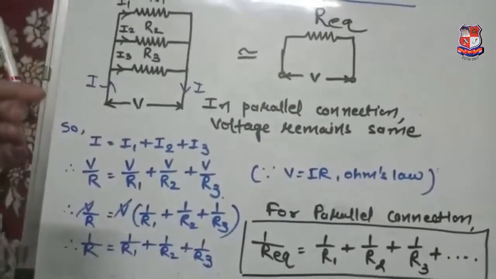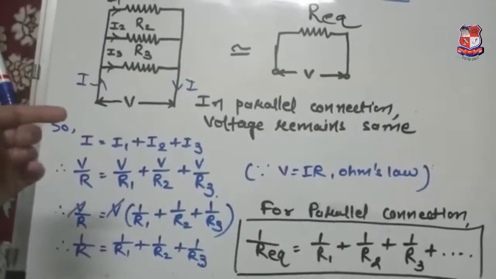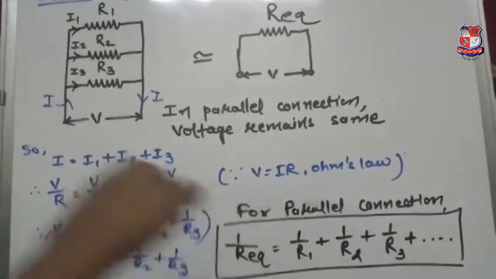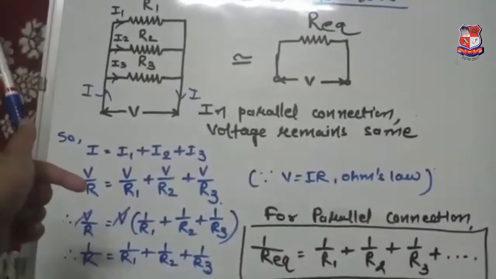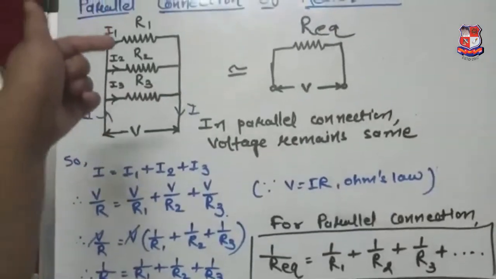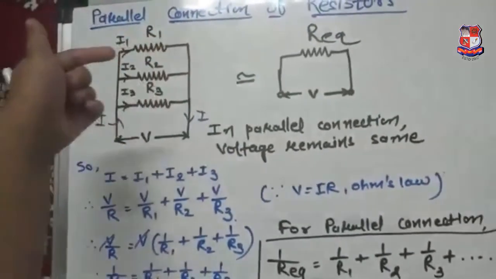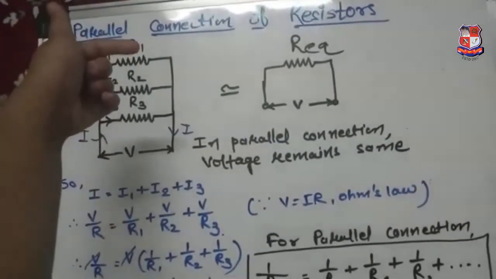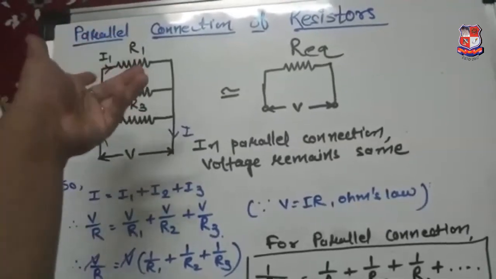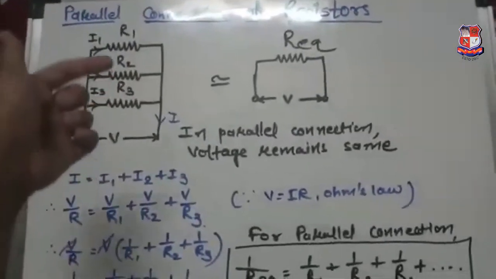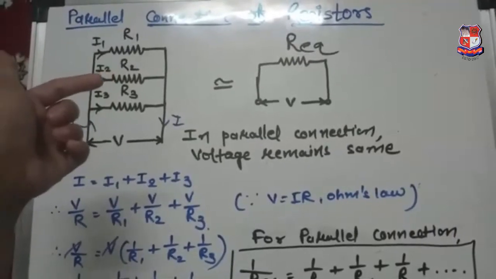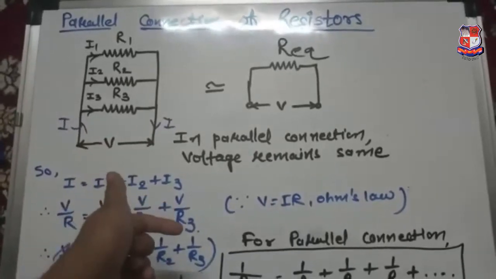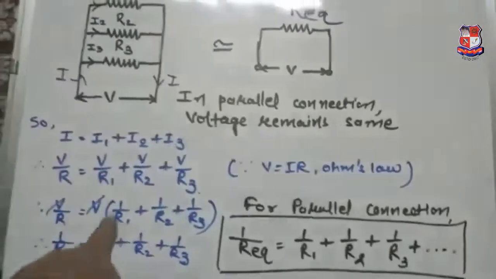Now substitute the values of the currents using Ohm's law. Ohm's law: V is equal to IR. So what is I? I is equal to V by R. In the same way, what is I1? I1 is equal to the current flowing through R1. Now I1 is equal to what? V upon R1. Now V means what? Voltage across R1, as it is in a parallel connection, the voltage is the same. So V. In the same way, what is I2? I2 is equal to V upon R2, and what is I3? V upon R3. Now take V as common and V cancels out.